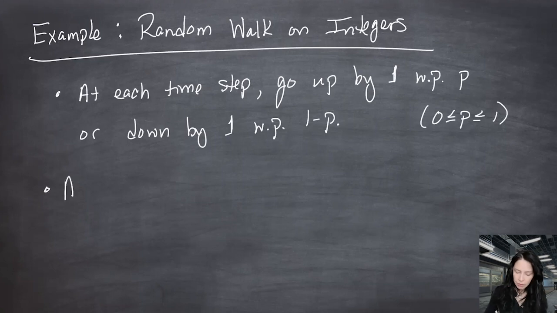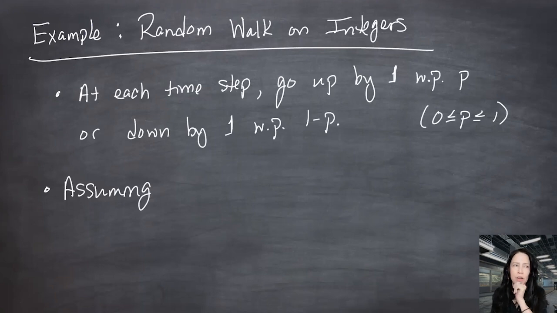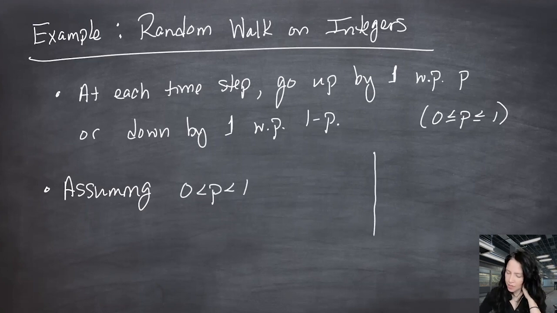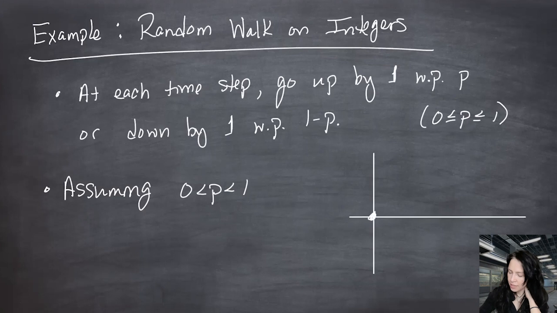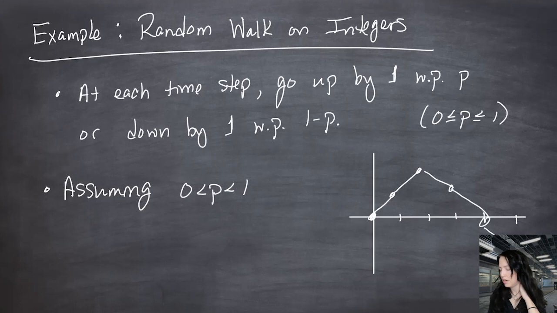Let's keep assuming it. So what happens if I want to talk about whether or not this chain is irreducible? If p is between zero and one, all states communicate. This chain doesn't have to start at zero. It could start anywhere. But if you imagine it's starting at zero, at each time step it can either go up by one or down by one, and it's just going to move around and maybe go down here. That's an awful path. But I hope it's easy to see that all states communicate if p is between zero and one.